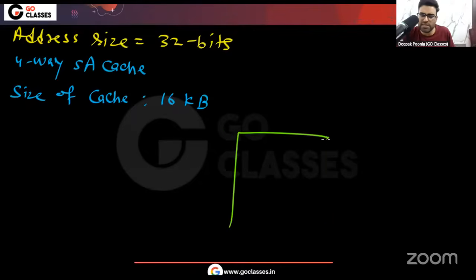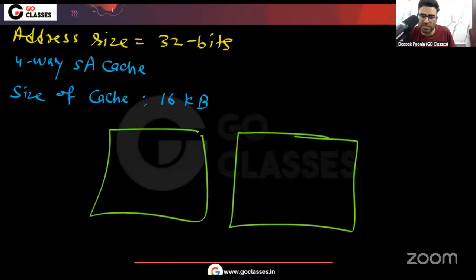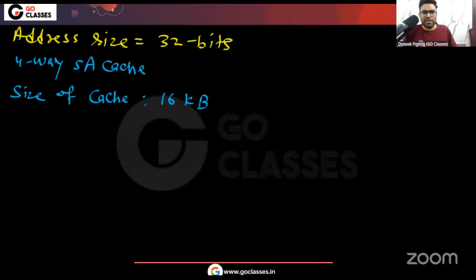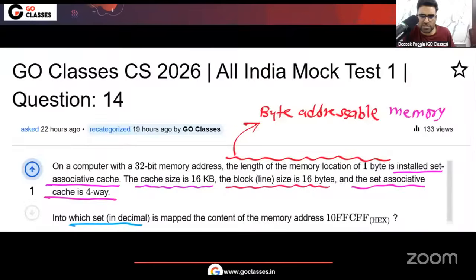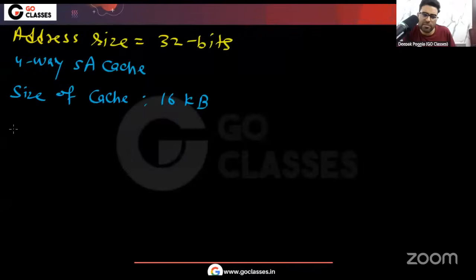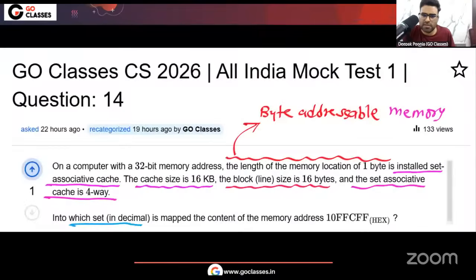The cache memory has two physical parts. There is a physical part which is called tag array, and there is a physical part which is called data array. But this size of cache memory is basically only the size of the data array. So here you can see this is 16 KB. And what is the question saying next? The block size is 16 bytes. That's it.